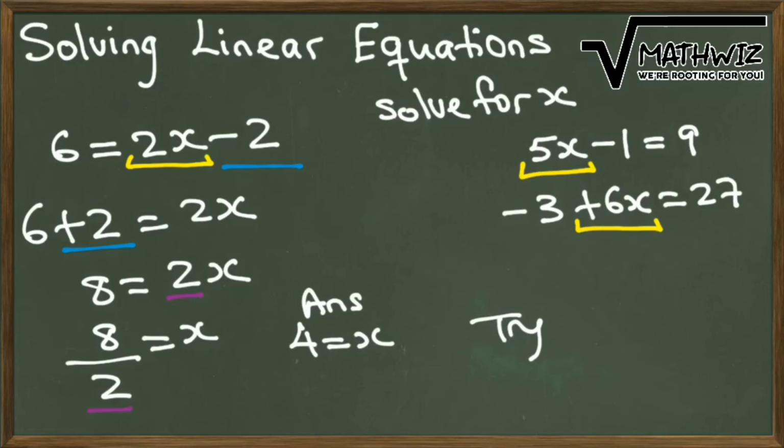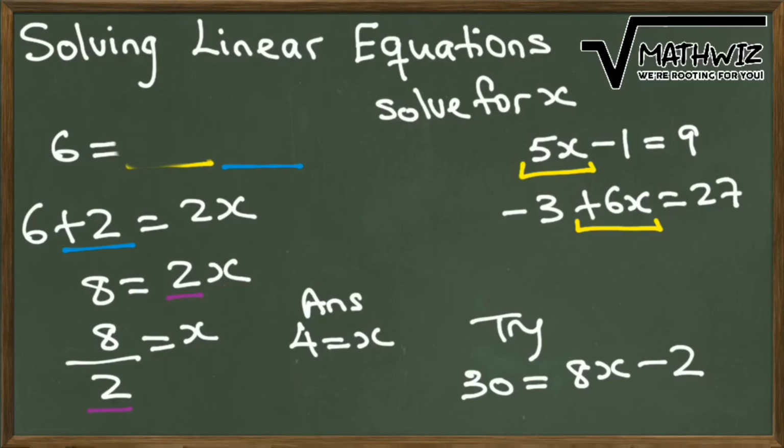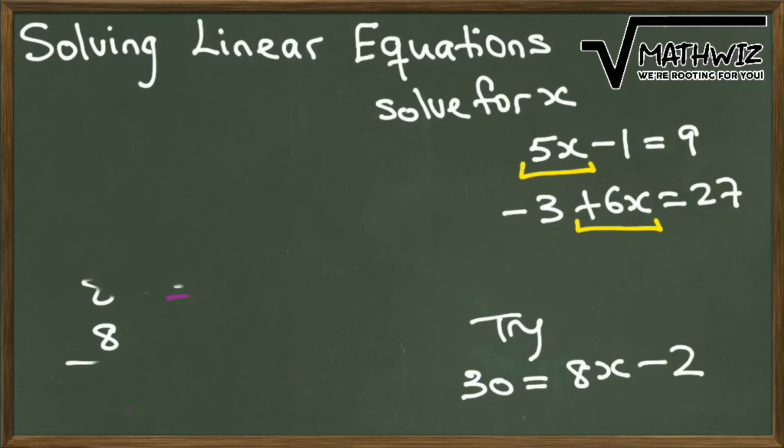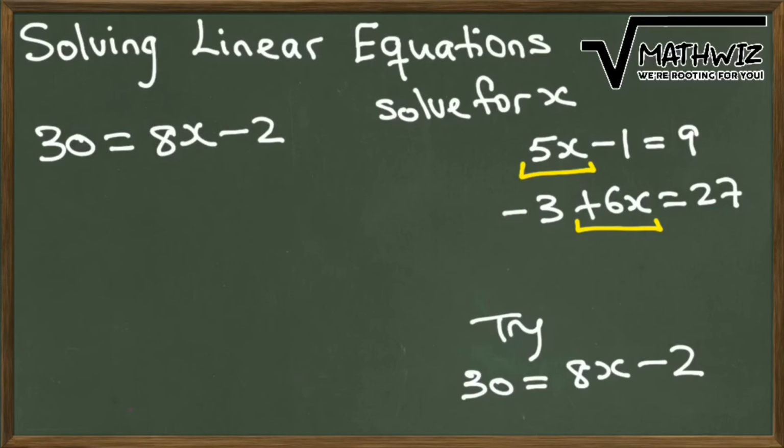So once you're finished taking in that example, you can go ahead and try that question. So again, the minus 2 became plus 2, and the 2 which was multiplied became divided. So go ahead, pause the video, try that question on your own, and then you can press play for the solution. So we have 30 is equal to 8x minus 2.